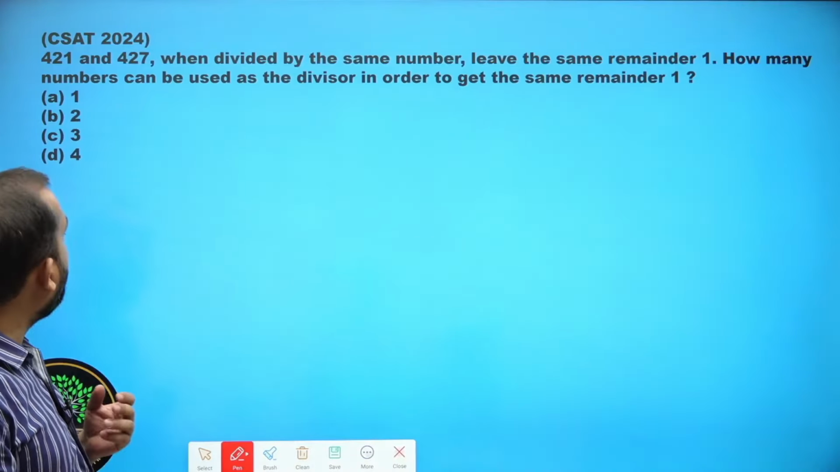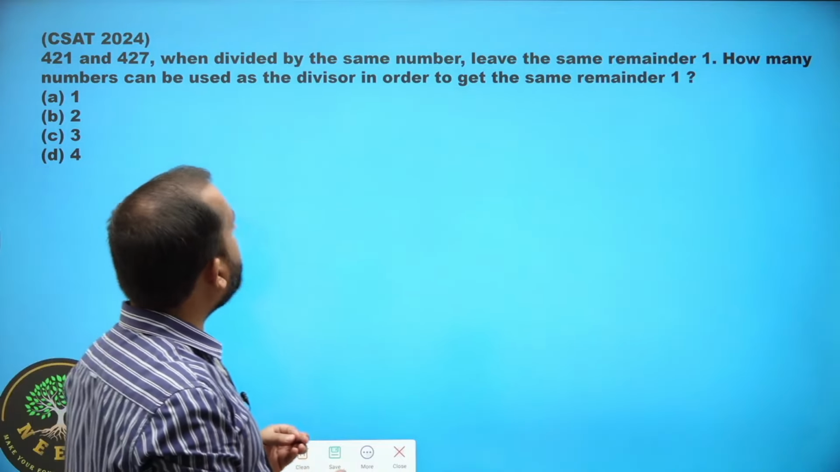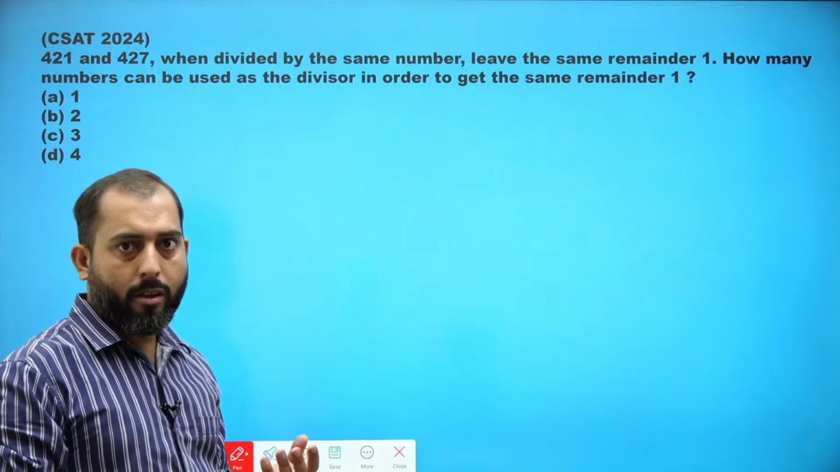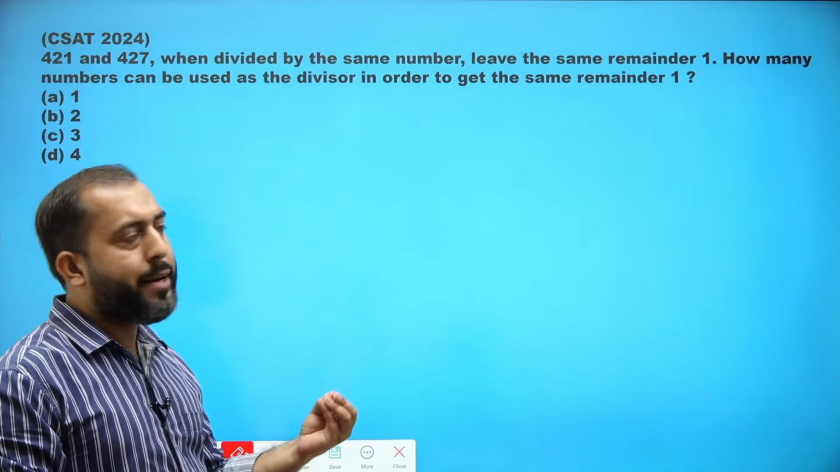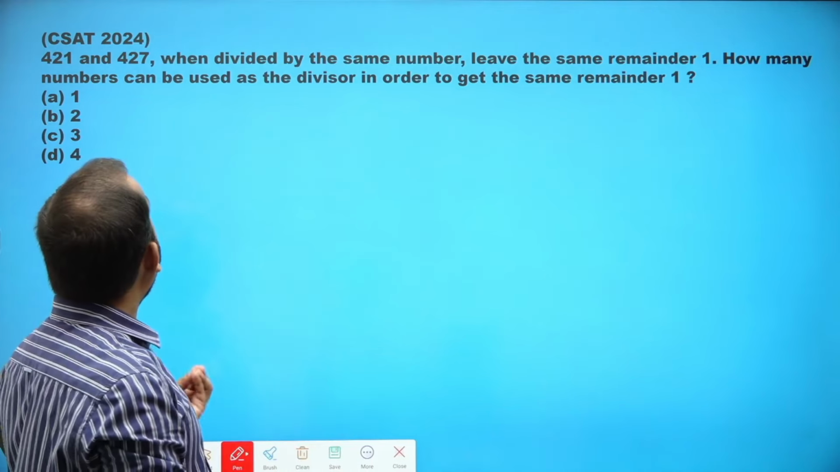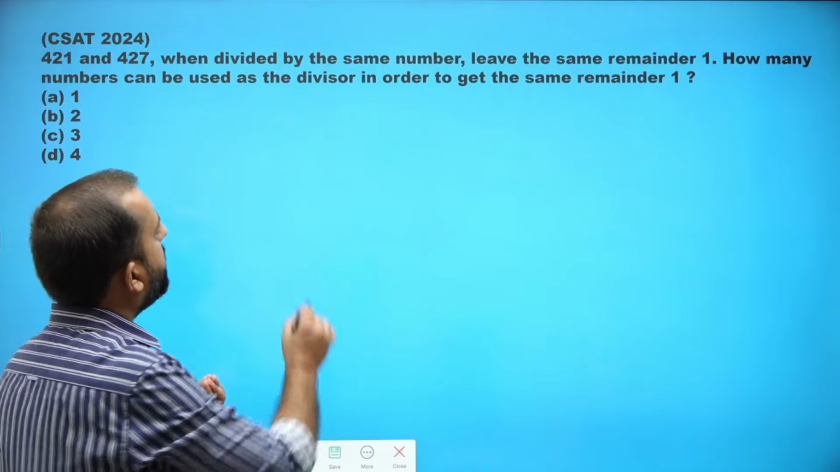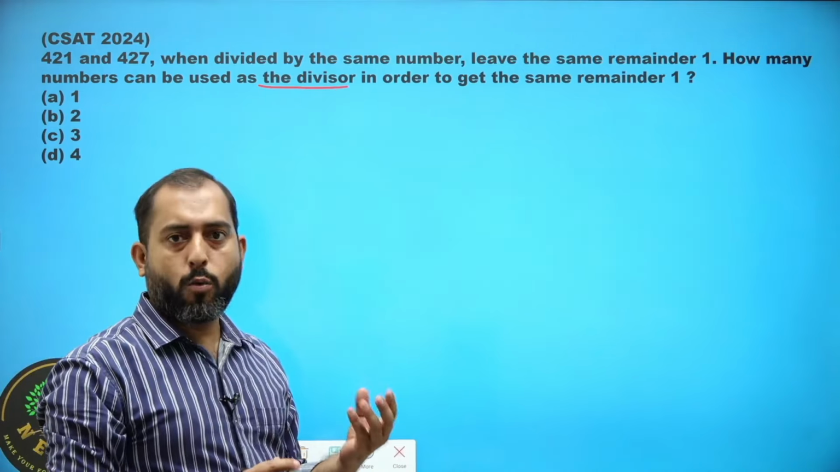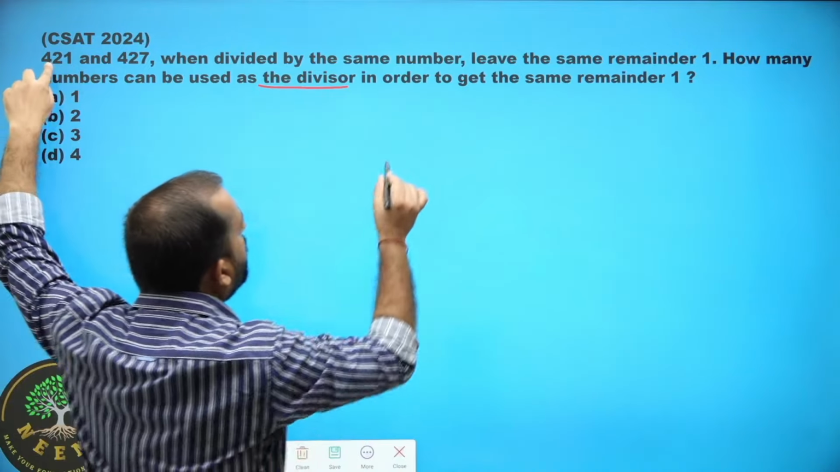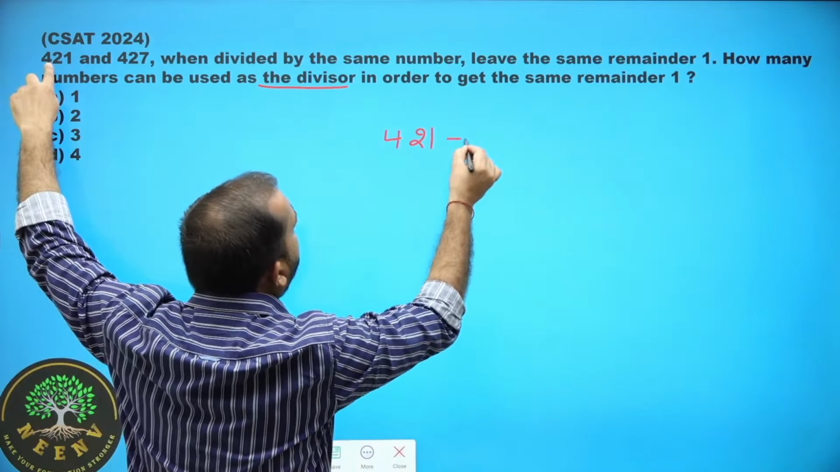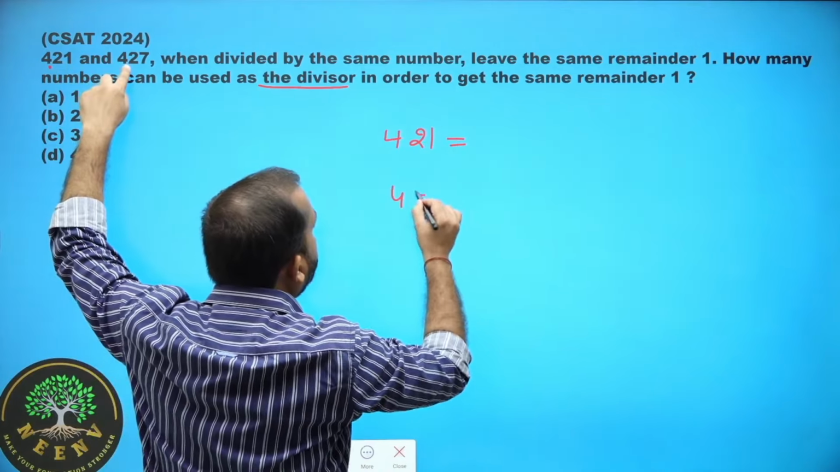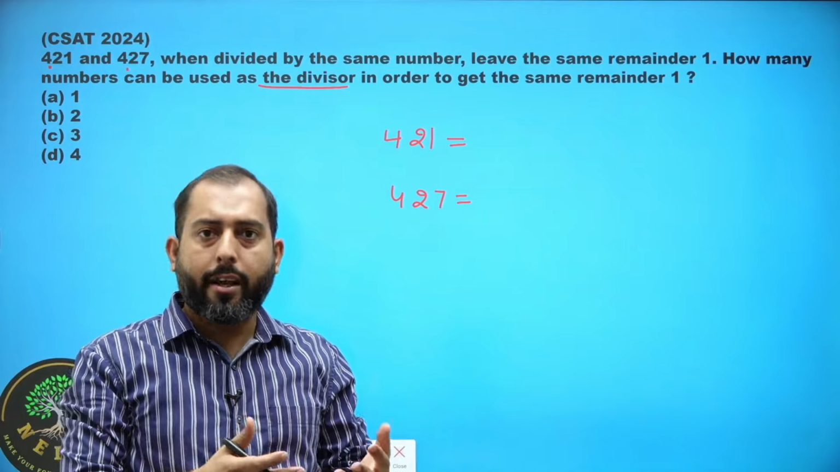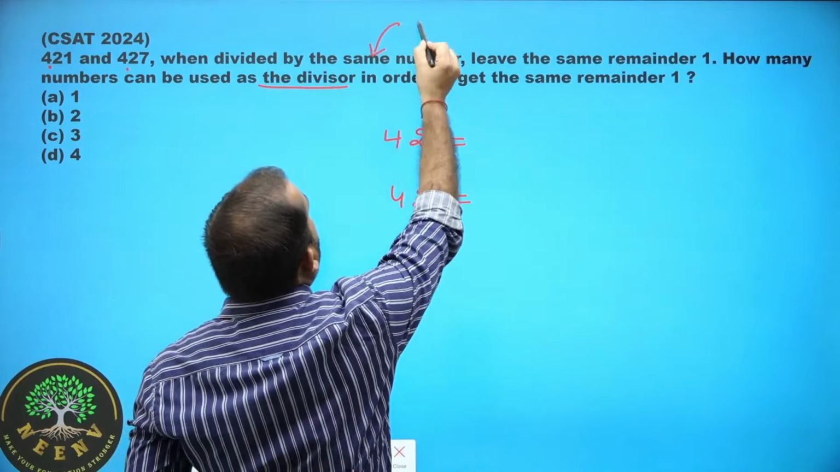This is problem number 1. It says 421 and 427 divided by the same number leave the same remainder 1. How many numbers can be used as the divisor, meaning factors, in order to get the same remainder 1? So 421 and 427, both of them have been divided by the same number. Let's say both of them have been divided by x.